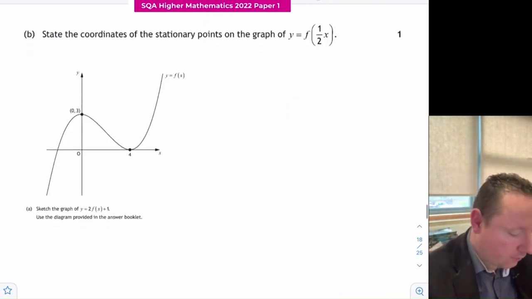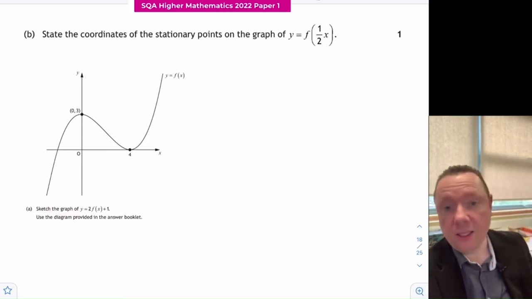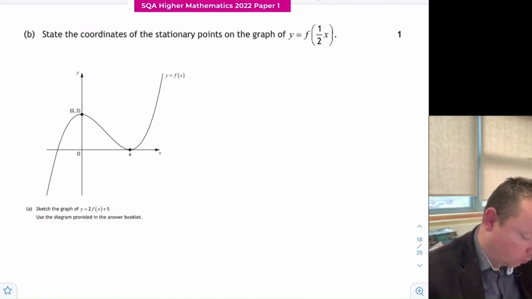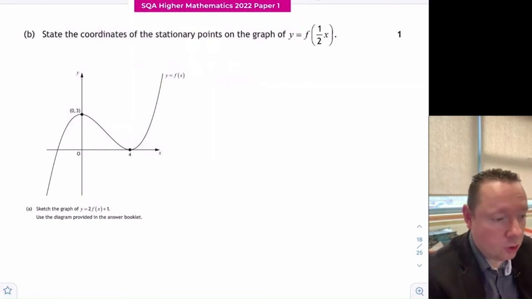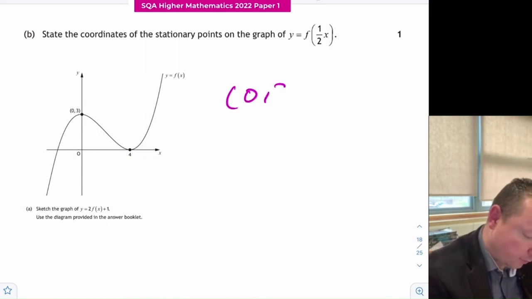Part B says, state the coordinates of the stationary points of the graph y equals f of a half x. So let's start off with the original graph again. So we're saying that x is being halved. So what does that mean? It means that we can work out that (0, 3) would turn into (0, 3) still, because half of 0 or doubling 0 still gives you 0. So (0, 3) is still (0, 3). That makes no difference. And the only thing that's changing is the x.